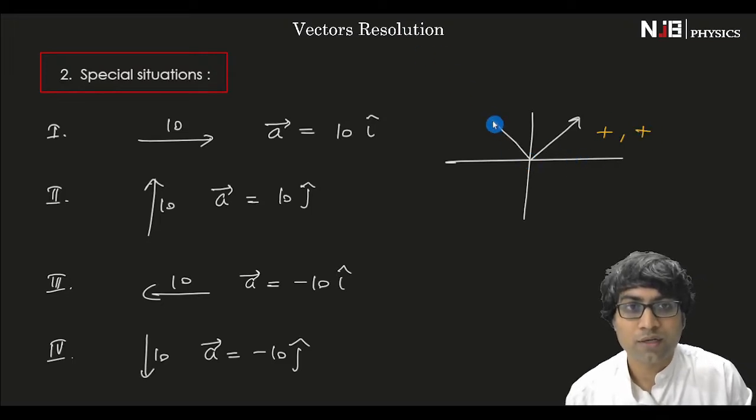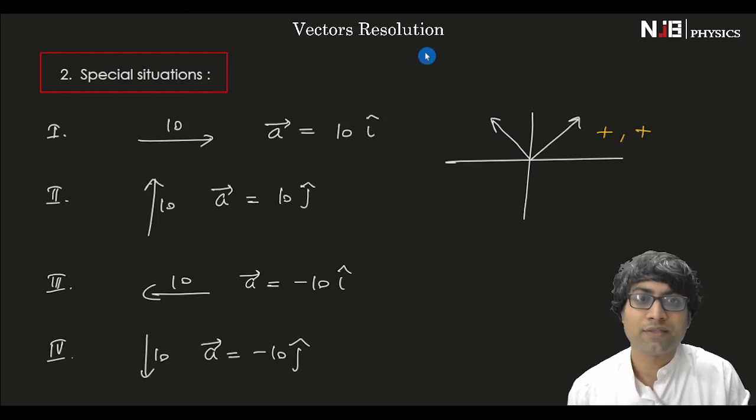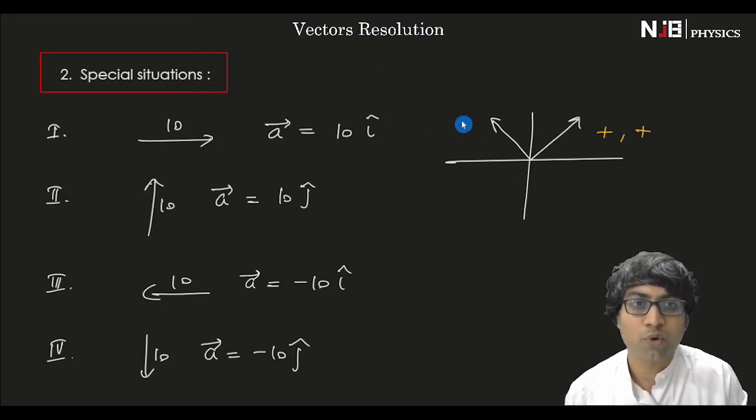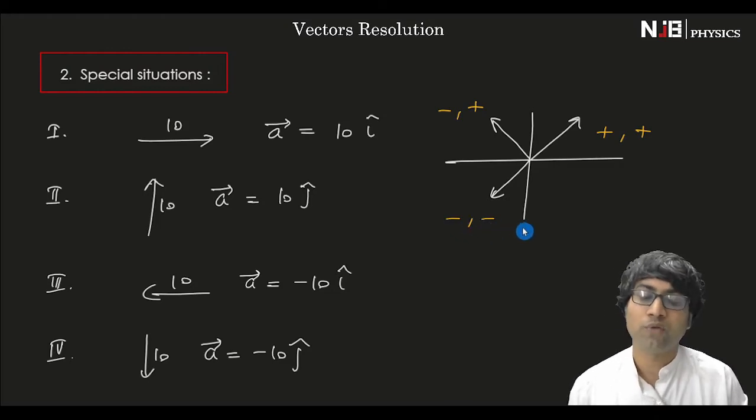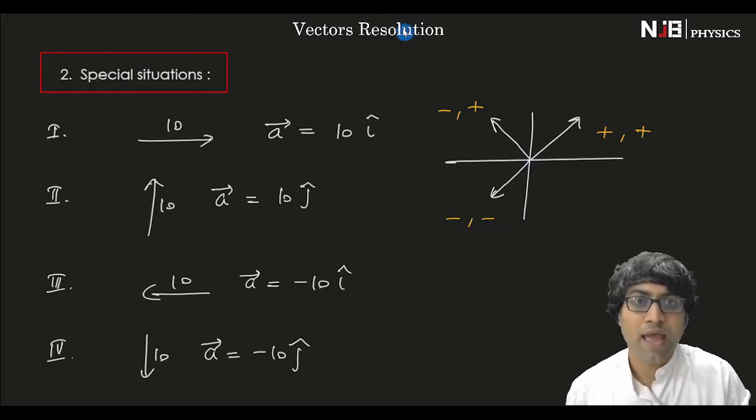And if the vector is lying in the second quadrant, then in this case you can see that the x component is going to be negative whereas the y component will be positive. And if the vector is in the third quadrant, then in this case the x component as well as the y component, both of them are going to be negative. And if the vector is in the fourth quadrant, then in this case the x component will be positive whereas the y component will be negative.